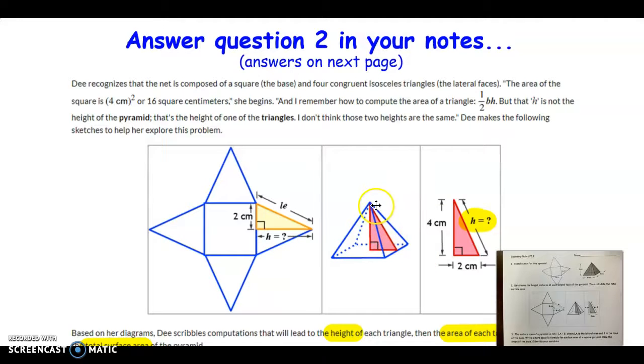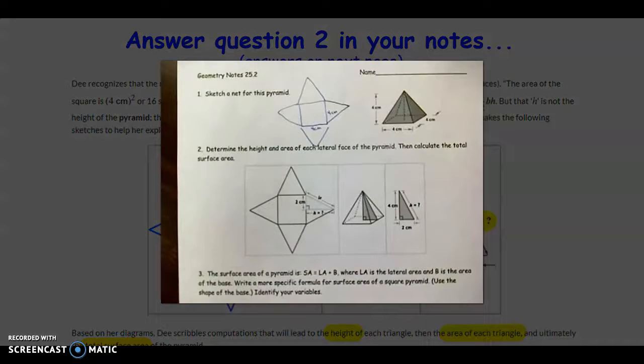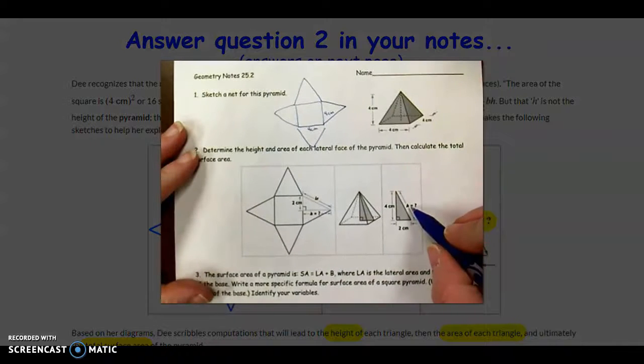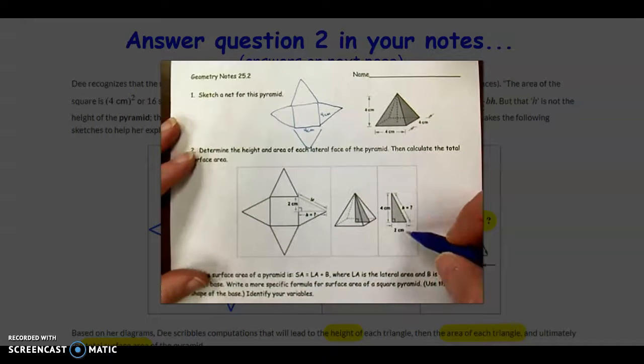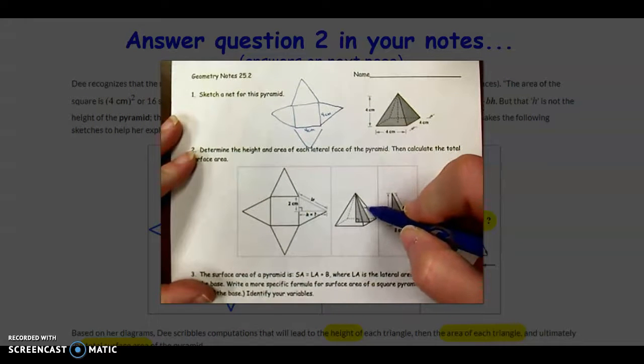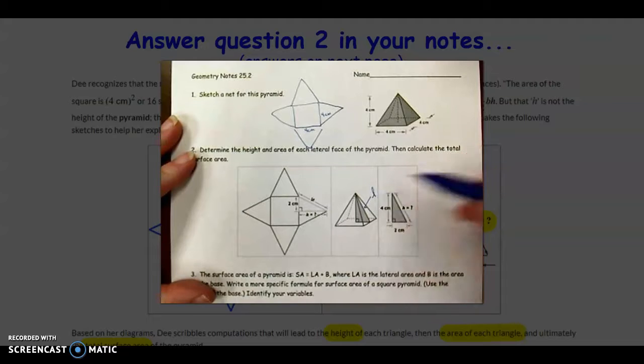So she draws in this little right triangle with the height of the triangle, and then this base is not the whole length of that square. It's only half of it. So she's labeled that as 2 here. And she knows she can find the height of the triangle by just applying the Pythagorean theorem. So that's what we're going to do here: find the height of the triangle. And this is called the slant height of the pyramid. And we use a cursive L for that.